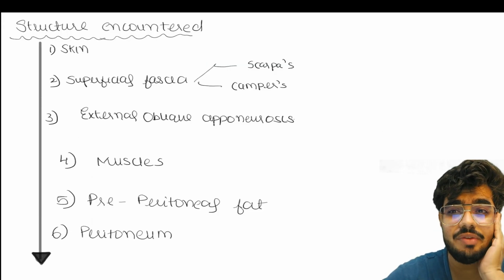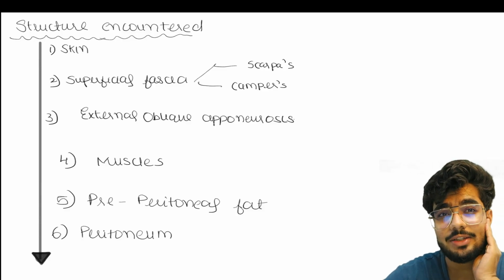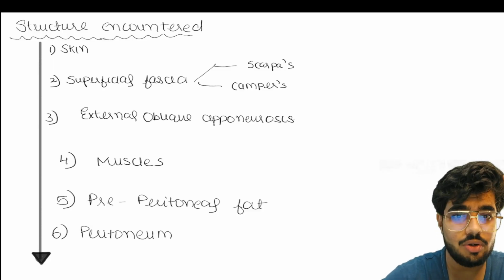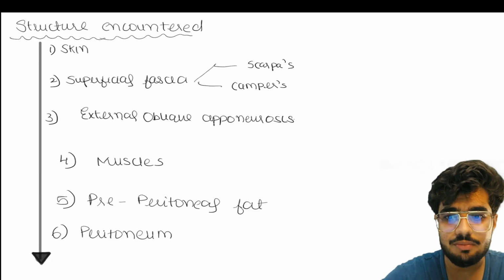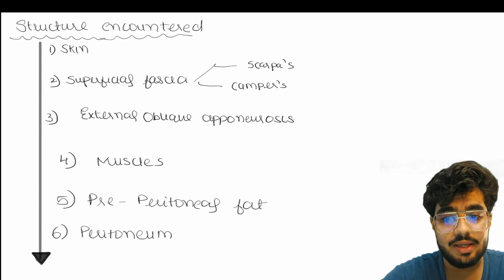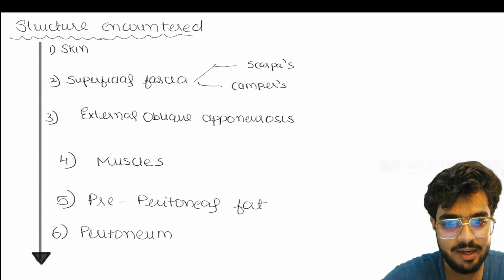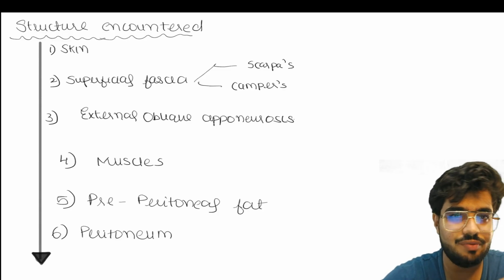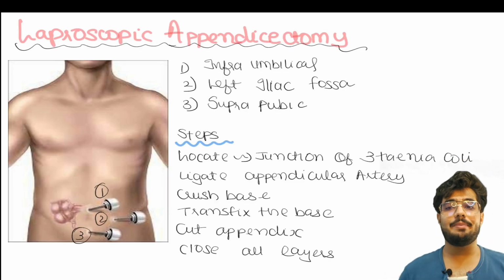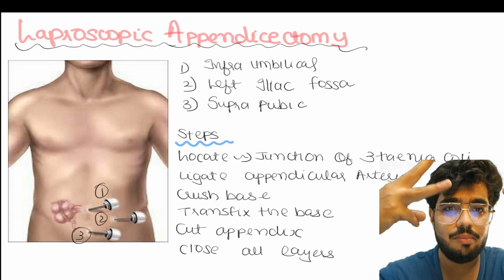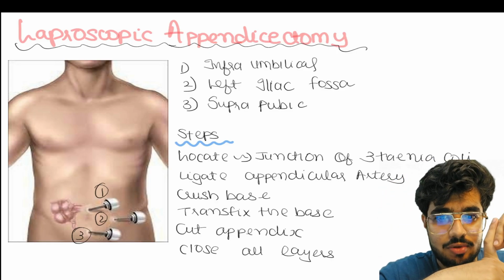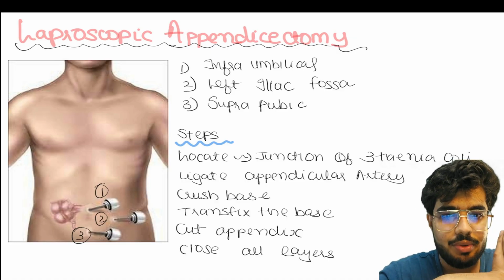Now which structures can we encounter when we are performing an open appendectomy? We're going to find skin, superficial fascia, also Scarpa's fascia, Camper's fascia, external oblique aponeurosis, and muscles. Then we're going to find the preperitoneal fat and peritoneum. These are the structures we're going to encounter when we are performing appendectomy. Now, in case of laparoscopic, we make three ports. First is infraumbilical, second is left iliac fossa, and third is suprapubic.